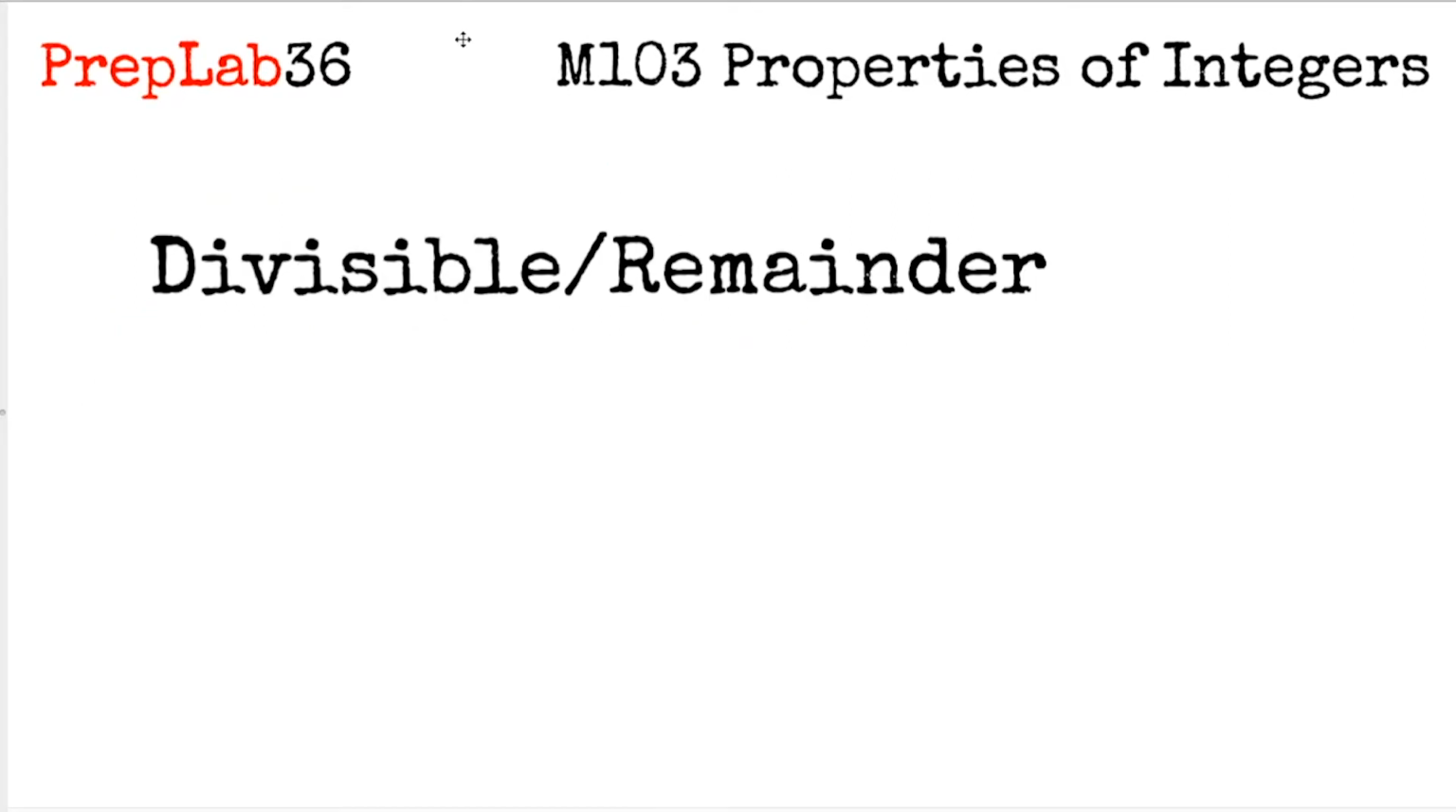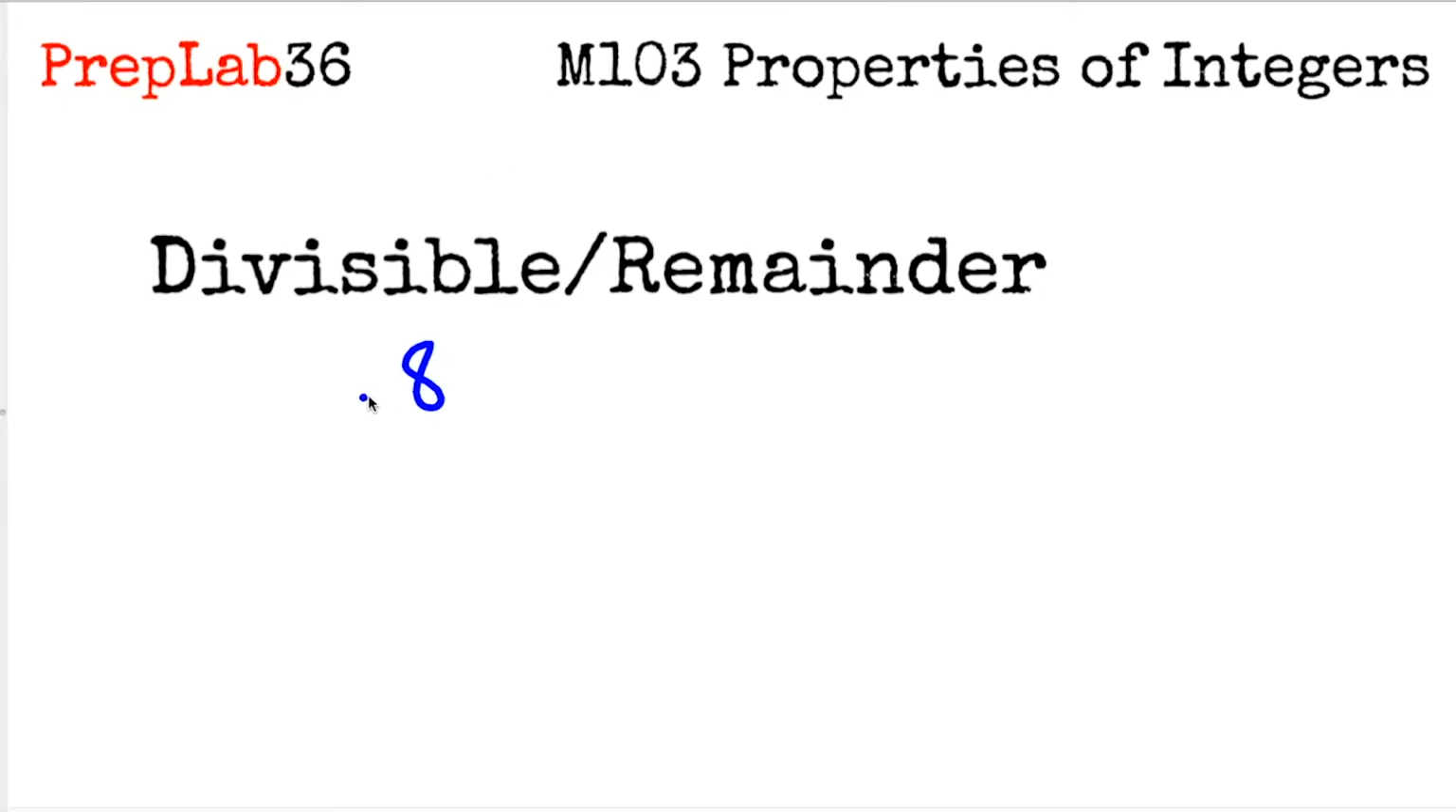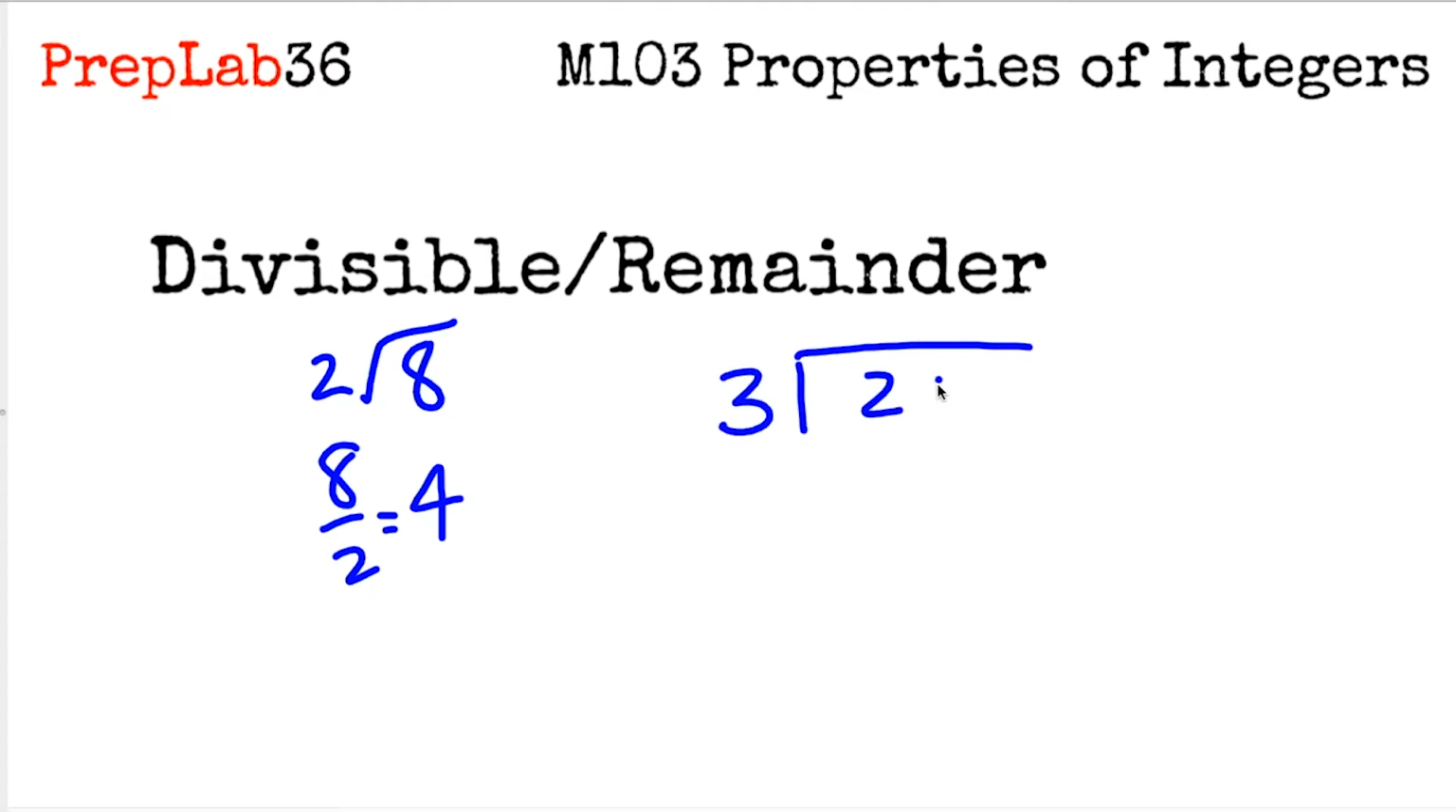Divisible and remainder. What does it mean to be divisible? 8 is divisible by 2. When 2 is divided into 8, you get 4 parts. What is a remainder? A remainder is when one integer is going into another integer and it is not a multiple or a factor of it. So 3 divided into 20, it goes in 6 times. 6 times 3 is 18. There is a remainder of 2. Remainders are always less than the divisor.